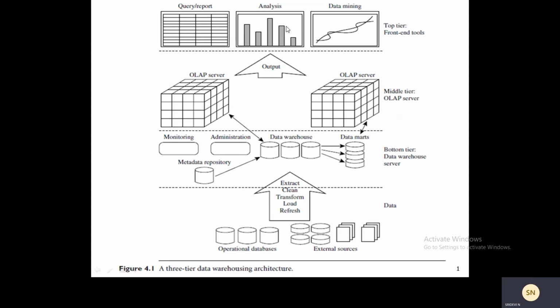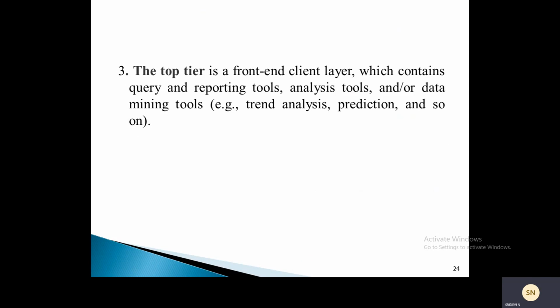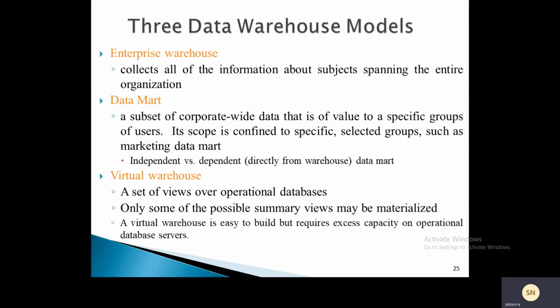At the top tier we have the front-end client layer, which contains query and reporting tools, analysis tools and data mining tools. So this is the three-tier data warehousing architecture. In the middle tier we have relational OLAP and multidimensional OLAP that implement multidimensional data and operations. And the top tier is the front-end client layer. That is the architecture of your data warehouse.